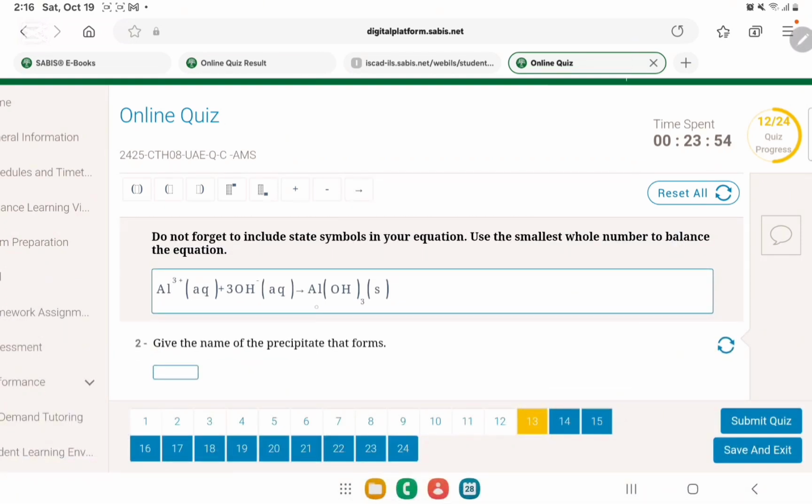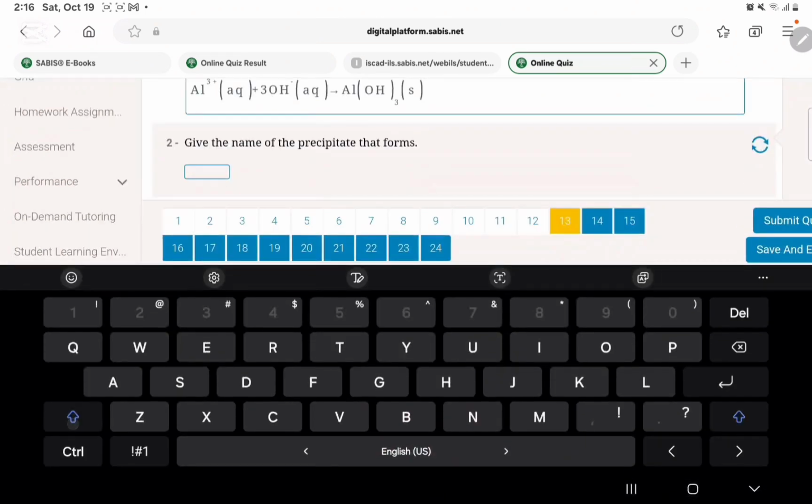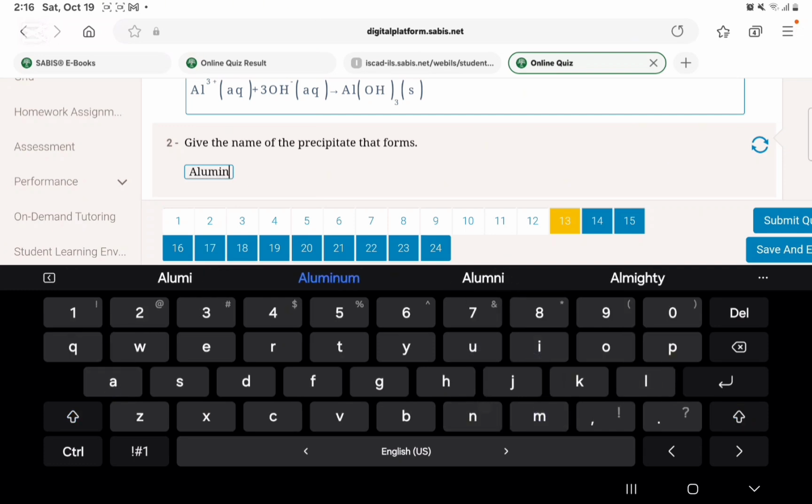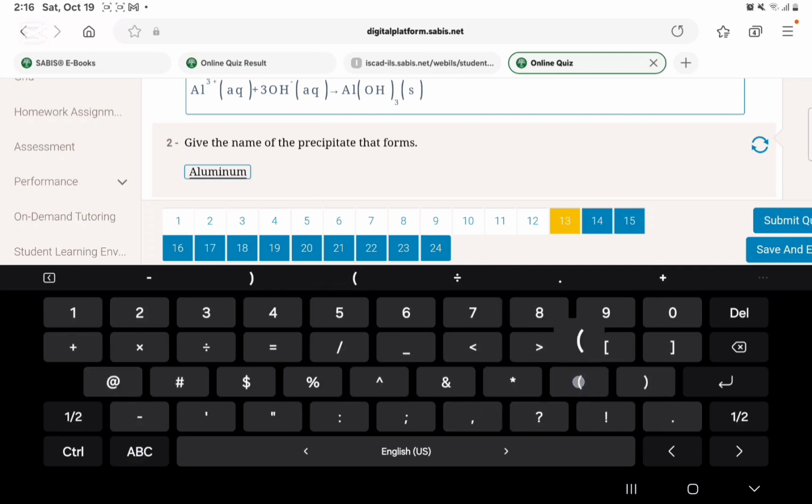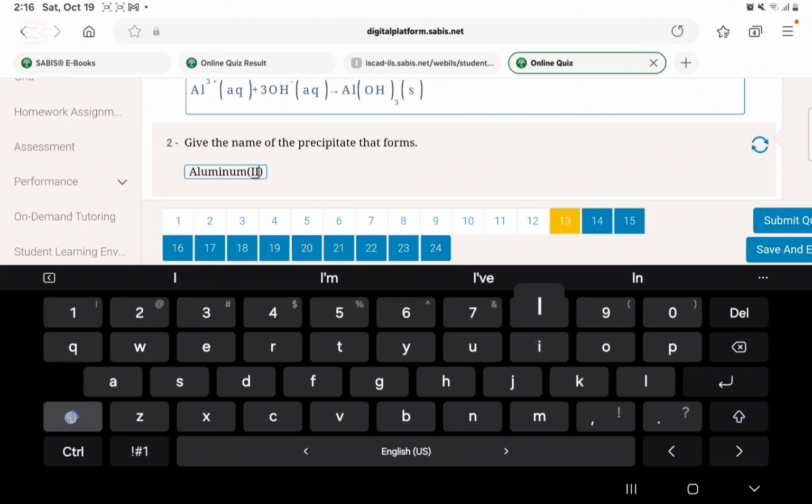We know that Al is aluminium, and it's to the power of 3. I'm so sorry, it's Al3 plus, so aluminium, then 3 in brackets, because look, there's a 3 on the top. Okay, and then hydroxide. OH means hydroxide, so hydroxide.